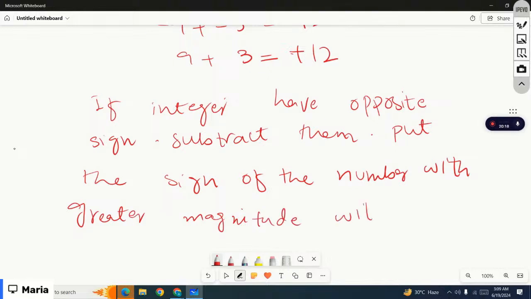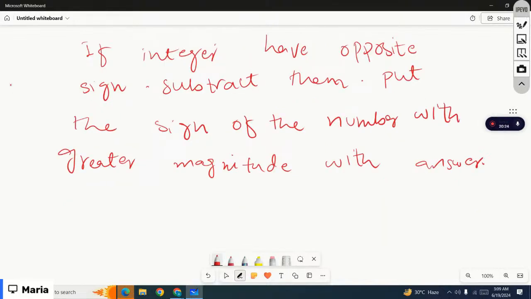Got it? Okay, for example, the numbers are negative 9 plus 3. You have to subtract. The answer is 6. But the greater number is 9. 9 has a negative sign, so you have a negative sign over here, right? Now, again, you have to subtract. But the greater number is 9. 9 is positive, so the answer has a positive sign.